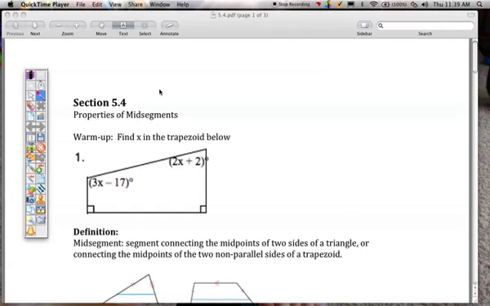Section 5.4 is about properties of midsegments. In this section, you're going to learn what a midsegment is and how it applies to two shapes. We'll look at triangles and trapezoids. So first, there's a review.